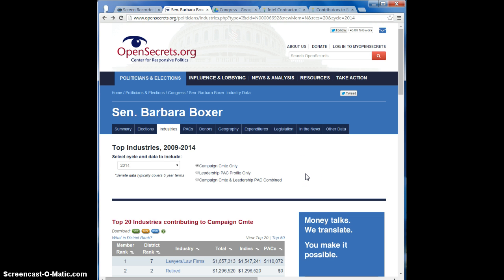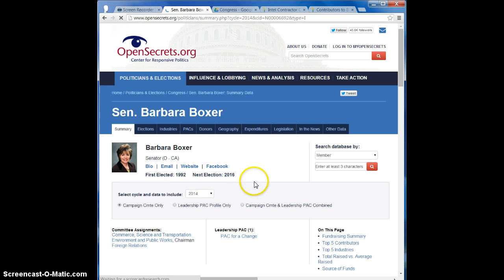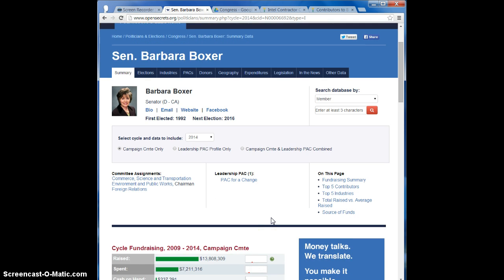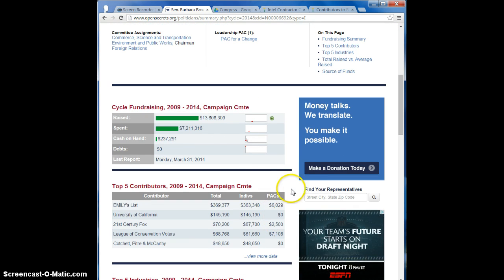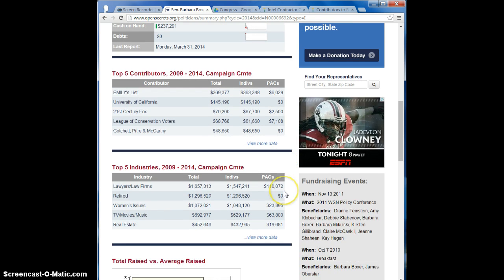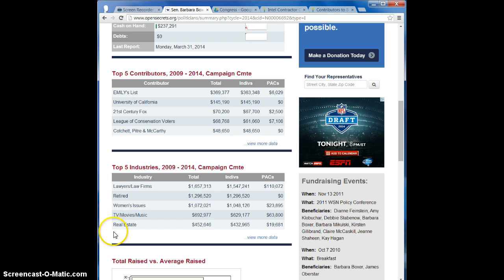OpenSecrets.org is a reputable site. People gather information from them. And so I searched for my senator, Barbara Boxer, and it comes up with a summary, and it gives some information right down here. It tells you a little bit about how much she's raised overall, which is quite a lot. And then it gives you a list of the top 5 contributors, as well as the top 5 industries, so categories of those issues.